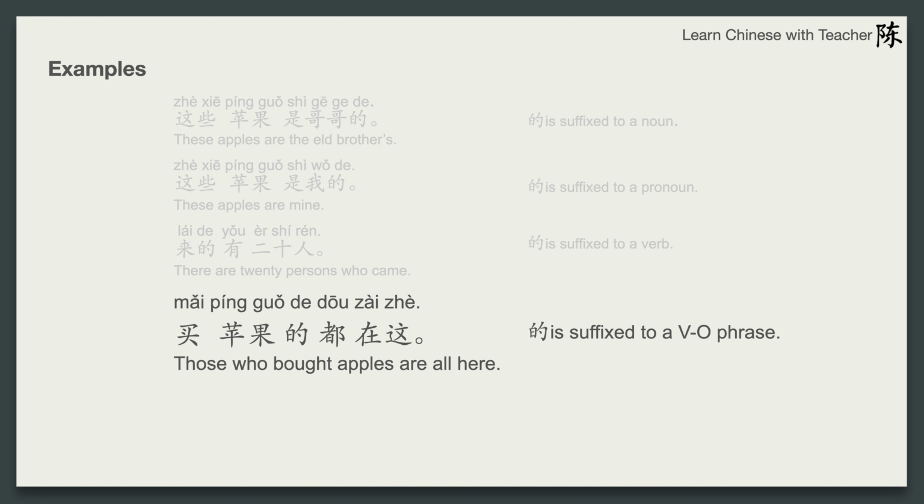The fourth example. 买苹果的都在这儿. Those who bought apples are all here. In this example, the 的 is suffixed to a verb plus object phrase. We can know the head word of this 的 phrase is 人, person, by the context. Another point I would like to let you know is that in this sentence, 人 has not been mentioned, so you can leave it there and say 买苹果的人都在这儿. This sentence is also correct.